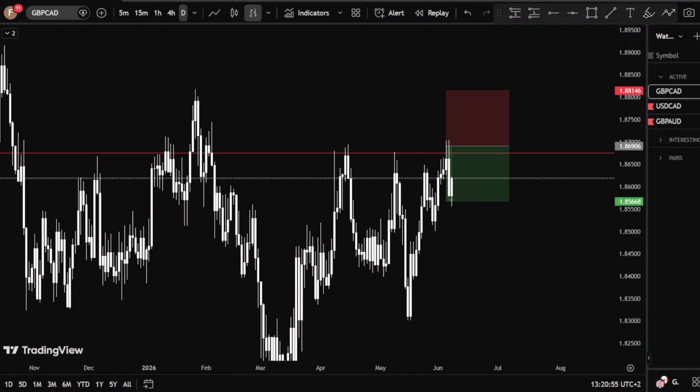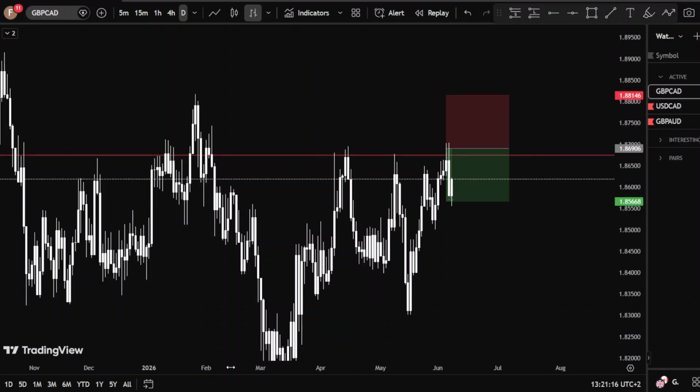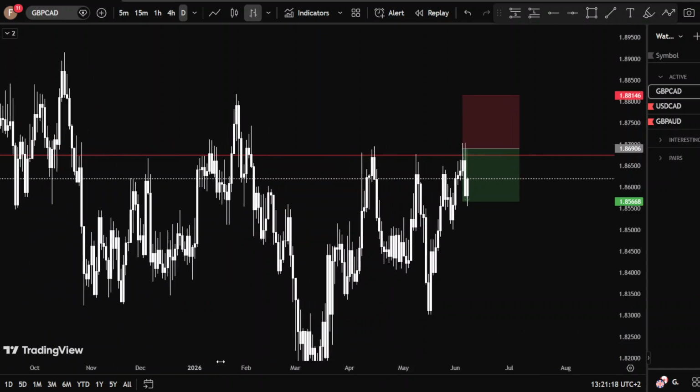So basically, let's just go to the chart and I will show you instead. So here we are in GBP CAD. Like you can see, it's the daily chart. It's the daily chart that I'm always looking at for my setups. Like I said, the only thing I'm looking for is zones of support and resistance on the daily chart.